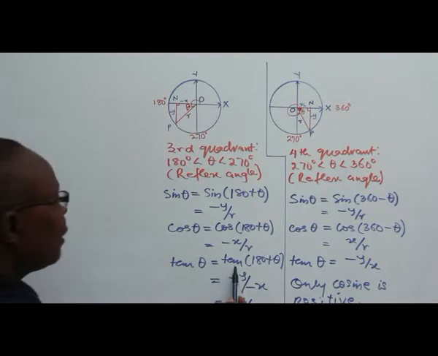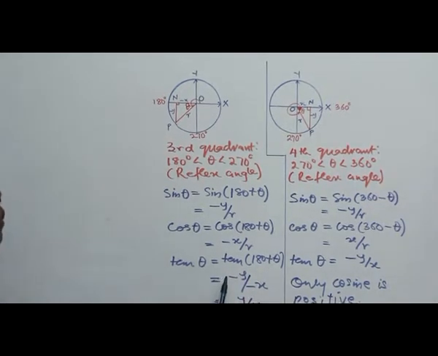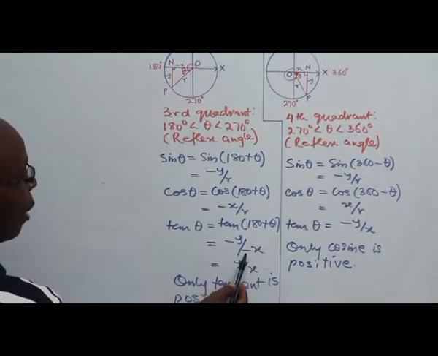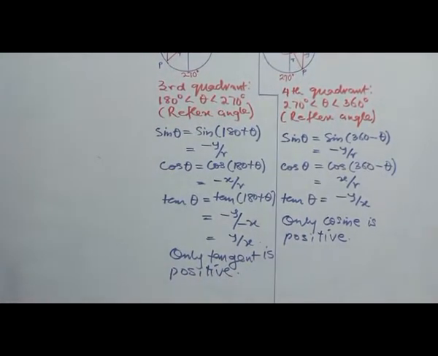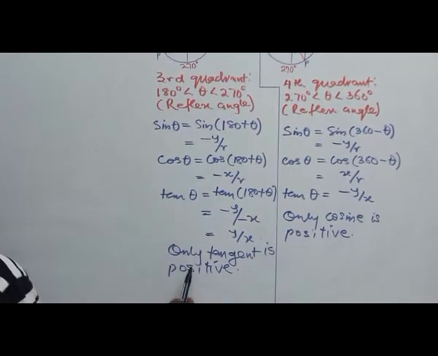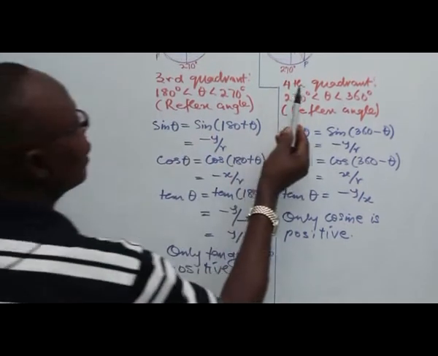Then tan theta is the same thing as tan of 180 plus theta, and that is minus y all over minus x. Minus and minus will cancel, giving you y all over x. You now realize that only tangent is positive in the third quadrant. We move on to the fourth quadrant.